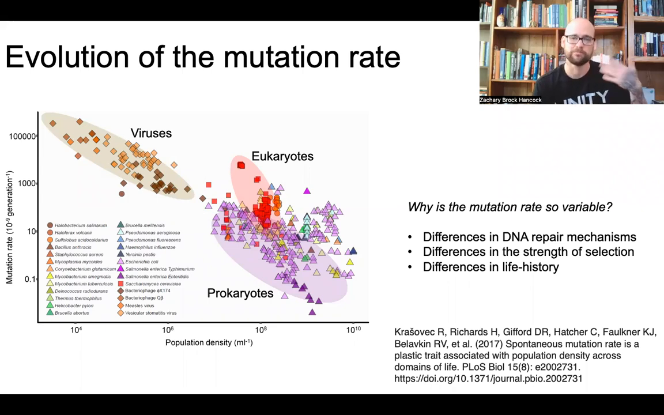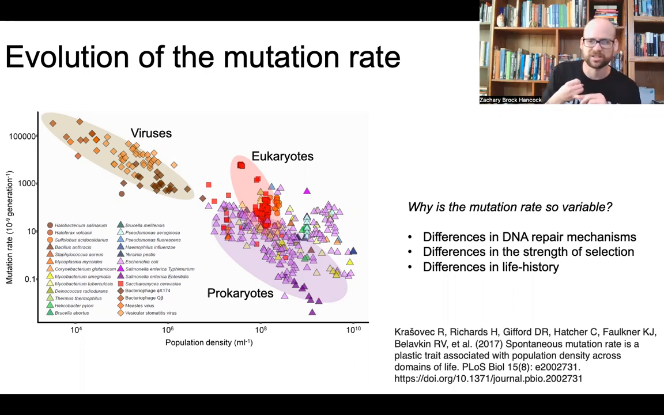Not only just the mechanism of mutation itself, but we're also interested in the rate at which new mutations are added to the population every generation. And one of the cool things that we've seen is that across the tree of life, there exists an order of magnitude change in the mutation rate. So, one of the big questions is why is the mutation rate so variable across the tree of life? And there are sort of three broad answers to this question.